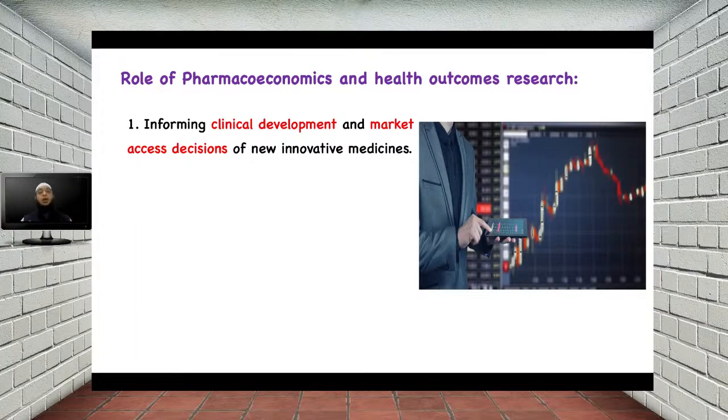then based on this study, you can inform the physician or the clinical practitioner. This process is called informing clinical development. You can inform this to the physician, and this will also help you in case of market access decisions of new innovative medicine. In case of old and established medicines, you are aware of the cost of the drug. You are also aware of their effectiveness and how they can help you to manage the disease.